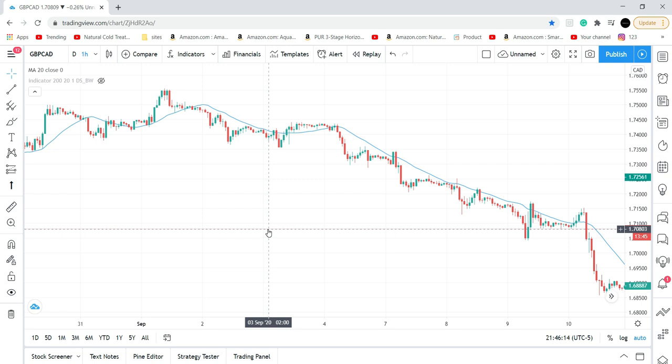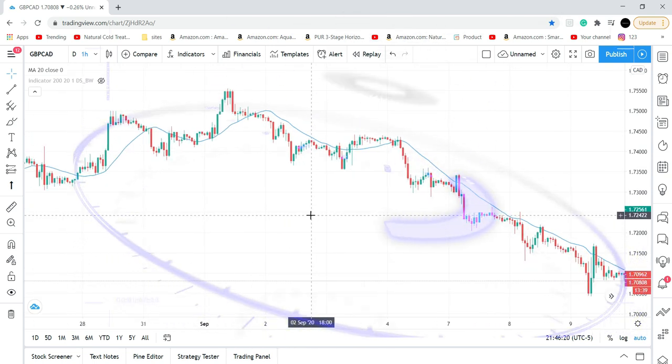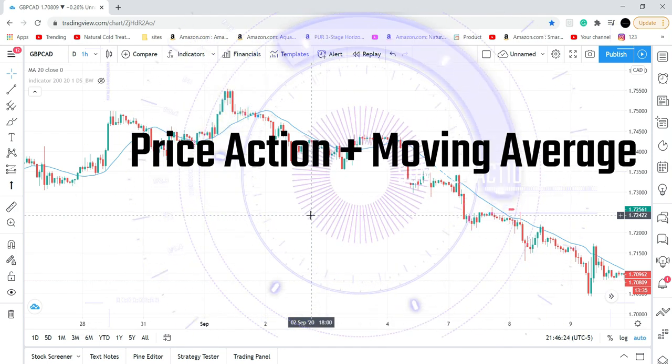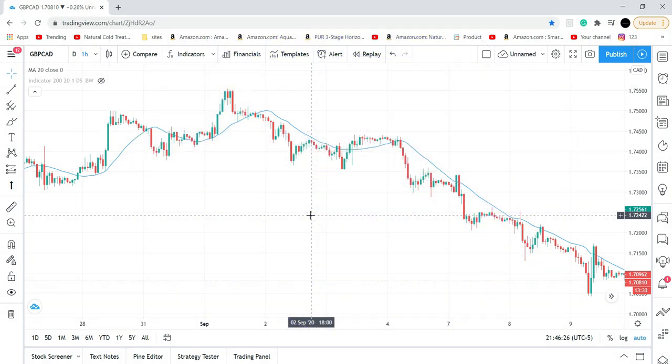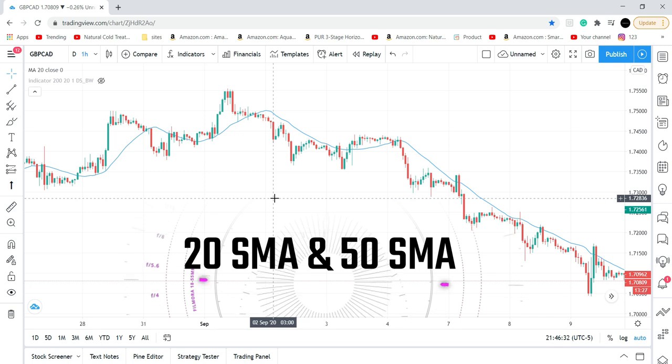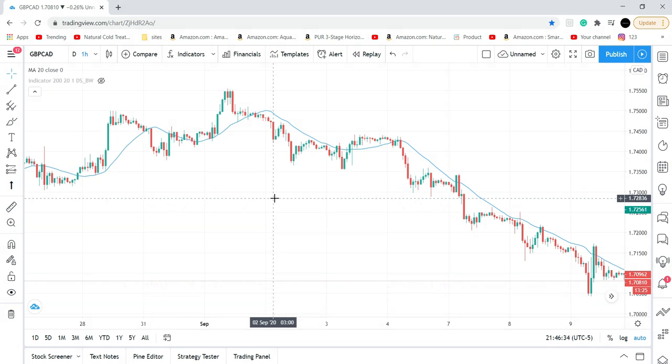And you know me by now, okay? I don't believe that you can actually use an indicator by itself. So today, we're going to use price action combined with these moving averages. Okay, so let's get the party started. Today, we're going to use the 20 moving average and the 50 moving average. It could be the SMA or the EMA, but today we're going to use the regular SMA, simple moving average.